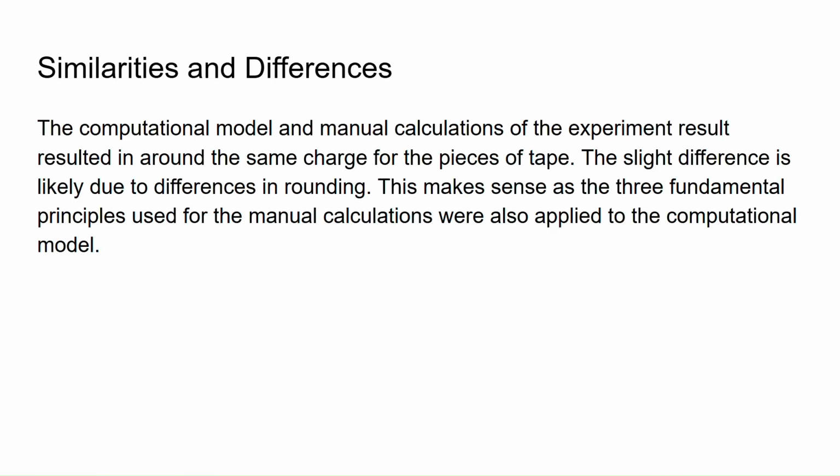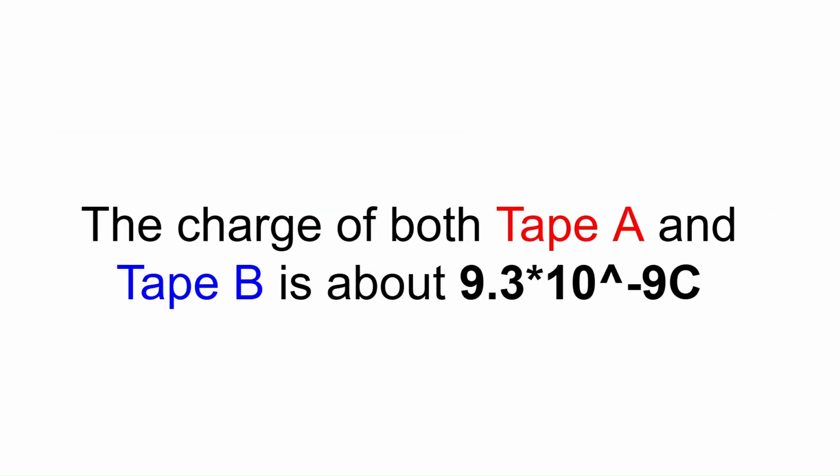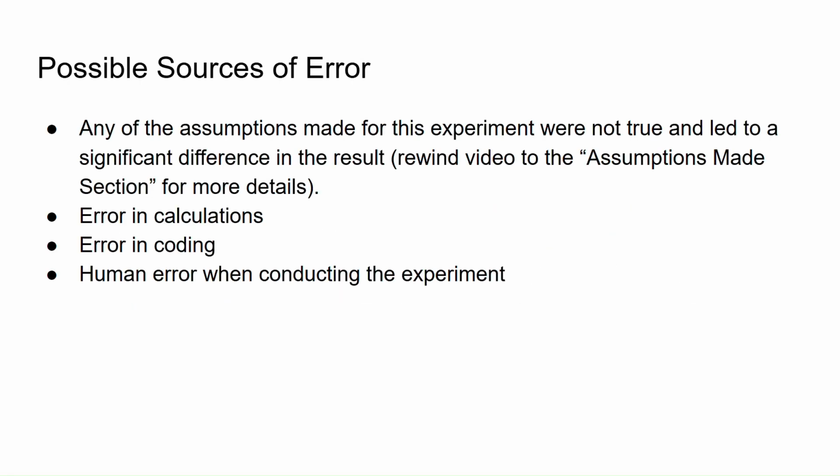And now for discussion and conclusions. Similarities and differences. The computational model and manual calculations of the experiment resulted in around the same charge for the pieces of tape. The slight difference is likely due to differences in rounding. This makes sense as the three fundamental principles used for the manual calculations were also applied to the computational model. And the conclusion that both of them came to is that the charge of both tape A and tape B is about 9.3 times 10 to the negative 9th coulombs, and positively charged.